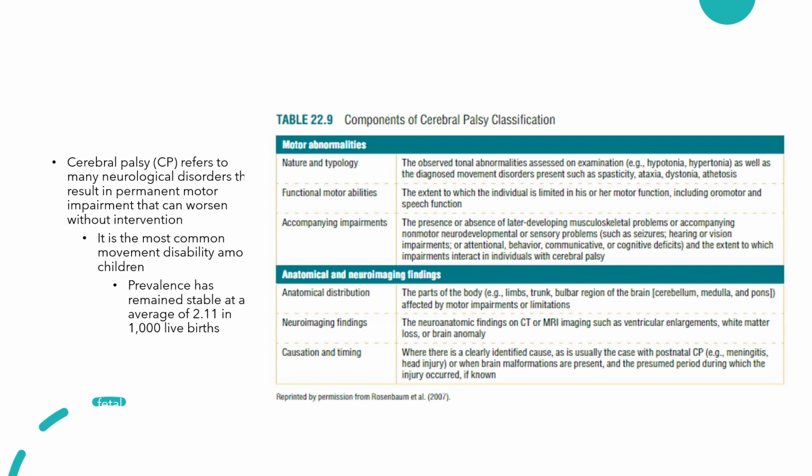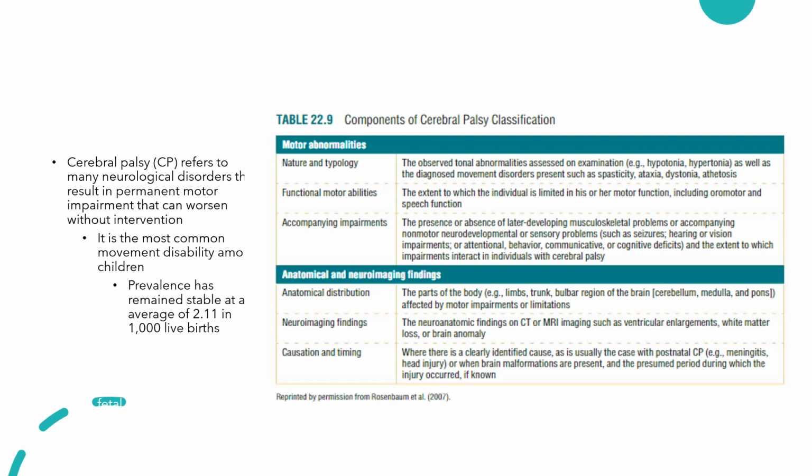It's important to note that the classification of CP is not limited to motor abnormalities alone. Other factors such as intellectual functioning, communication abilities, and associated impairments may also be considered in a comprehensive classification system for CP. The classification is useful for healthcare professionals in understanding the specific motor impairments and needs of individuals with CP and guiding appropriate interventions and support.